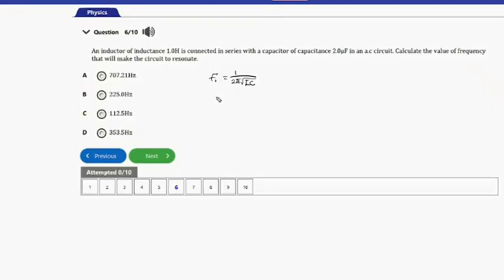So if we want to calculate for this, then we're going to plug in the values here. So that's F naught is equal to 1 over 2 times 3.142 times square root of 1 times 20 times 10 to the power of negative 6. So guys, if we go ahead and calculate this together, we're going to have that the frequency F naught is 112.5 Hz. And that's it for this question, option C. Let's go ahead and consider the next question, guys.